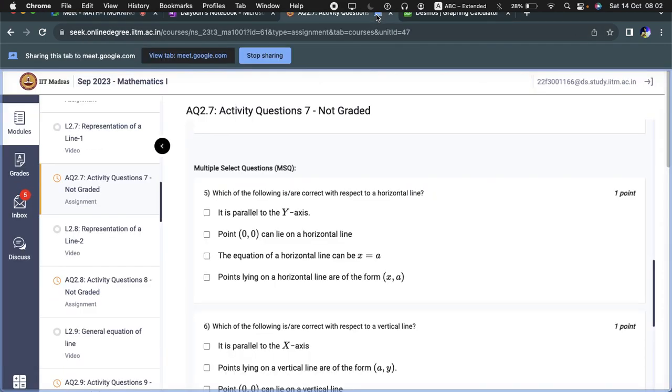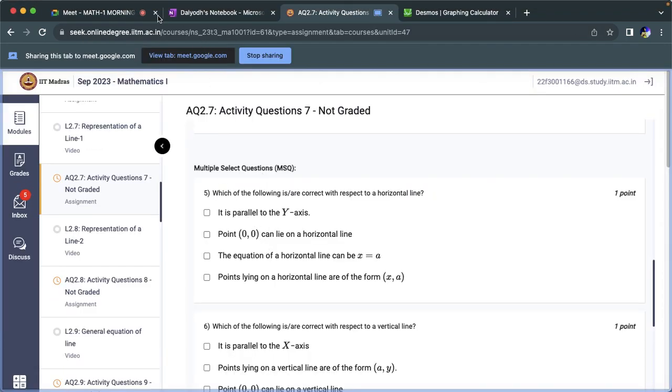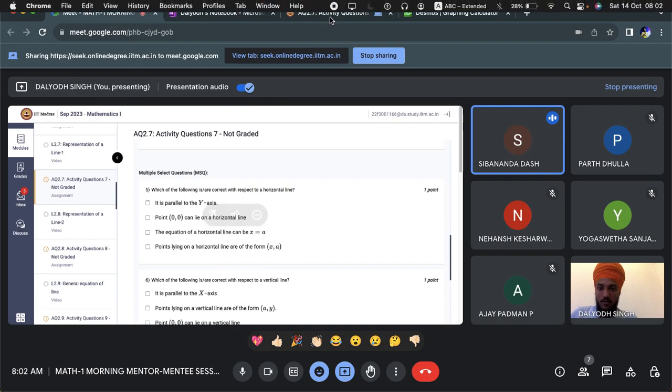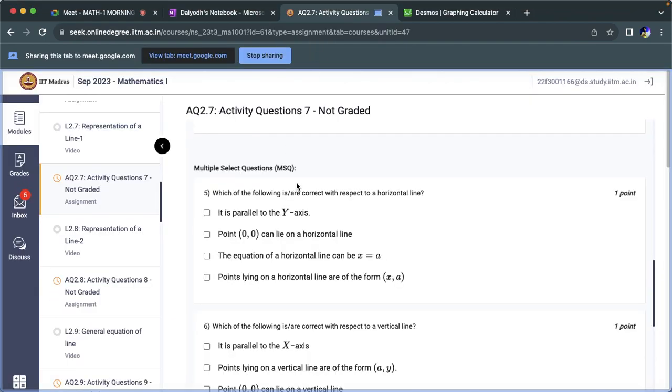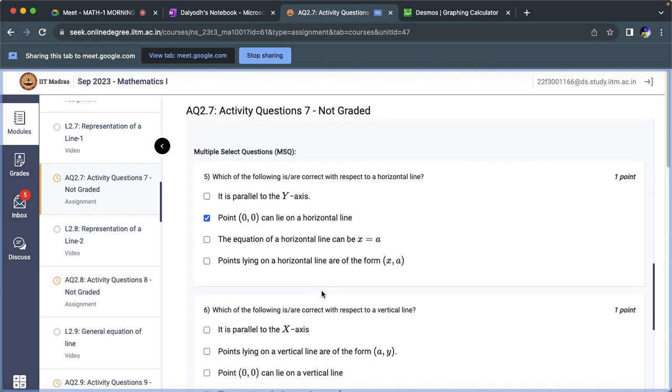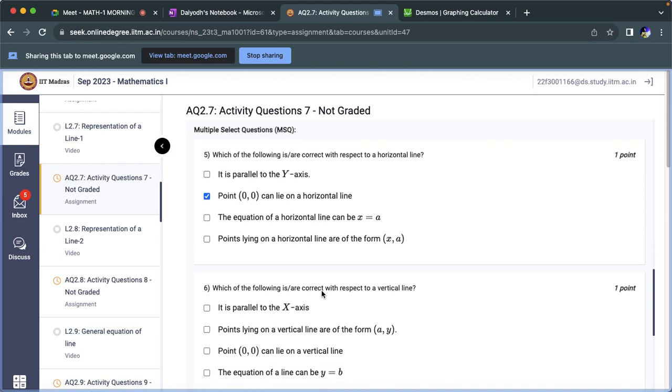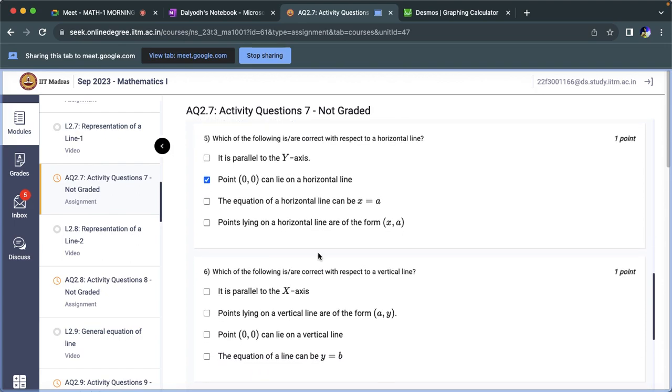Here, a horizontal line means it will be parallel to the x-axis. The first option is wrong. The second option is the same argument which we did: 0 comma 0. It can be horizontal or vertical, any point of the line. So that satisfies the second answer.